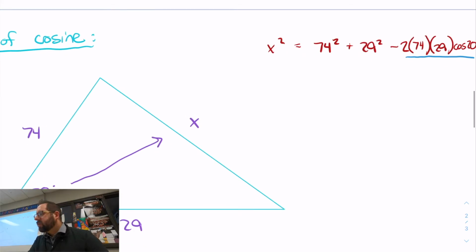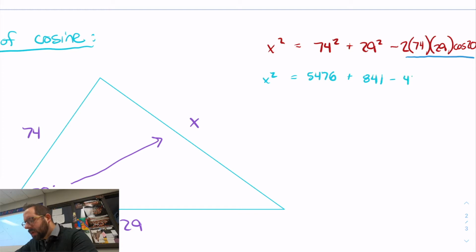So 74 squared, that's 74 to the power of 2, which is 5,476. 29 squared, actually not as big as I thought, only 841. And then 2 times 74 times 29, that's 4,292, times the cosine of 20.